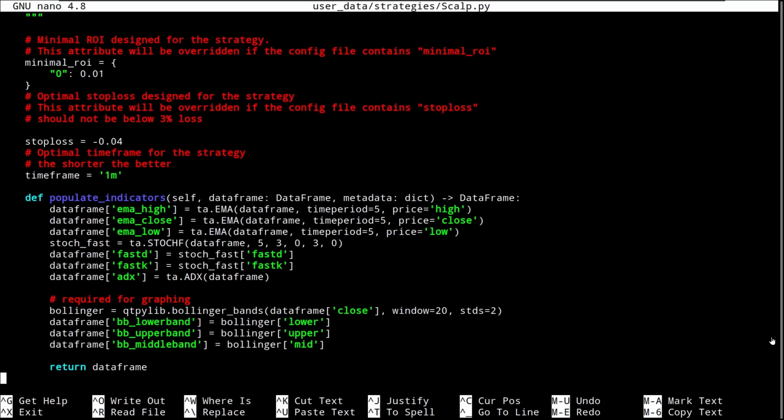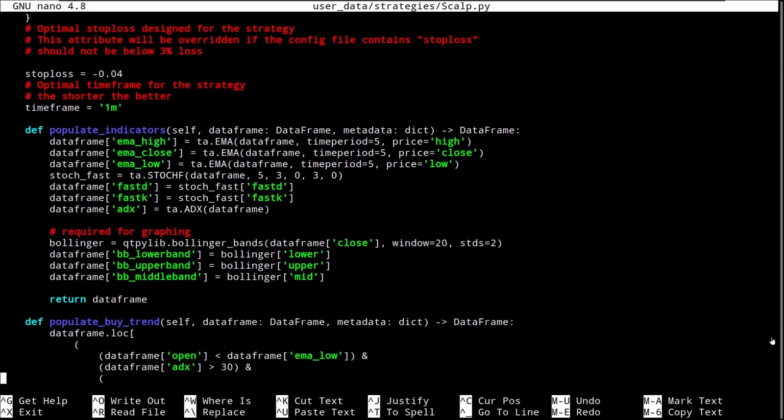The next indicator that is used is the fast stochastics with a setting of 5, 3 and 3. And also the ADX will be used in the strategy. And finally the data frame will contain the Bollinger Bands, but as stated in the remark, this will only be used for graphing and not for buy and sell signals.